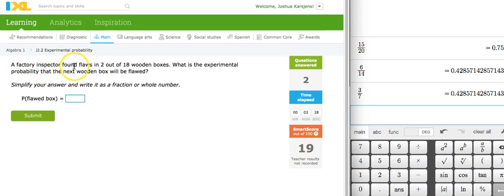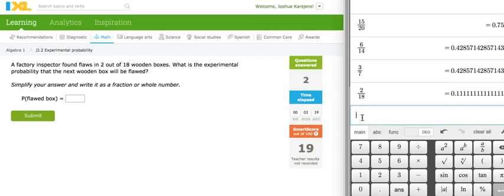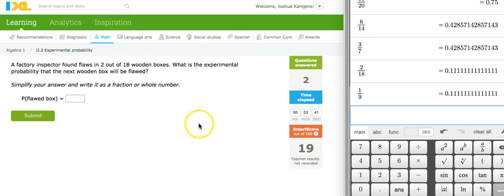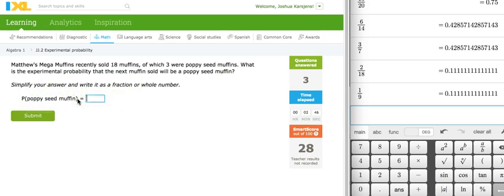The factory inspector found flaws in 2 out of 18 wooden boxes. What's the experimental probability the next one will also be flawed? Okay, 2 out of 18 is actually 1 out of 9. Let me double check. Yep, there we go. So 1 out of 9. It's not very good. 1 out of 9 of the boxes are flawed.